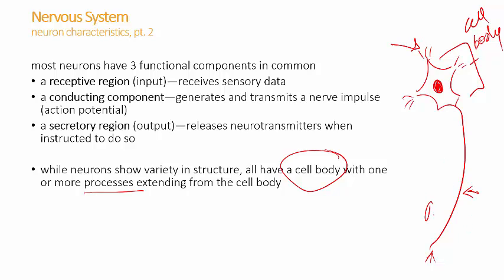So this process here is referred to as an axon, A-X-O-N. We'll look more at those in a moment. And these processes here are referred to as dendrites. So cell body, and then processes that extend from the cell body. So when I use that term processes, I mean like an extension, not like a set of activities or behaviors. Okay, so receptive region that picks up information coming into the cell body, a conducting component that leaves the cell body, and then down at the tip of that conducting component, we have a secretory region that releases neurotransmitters.